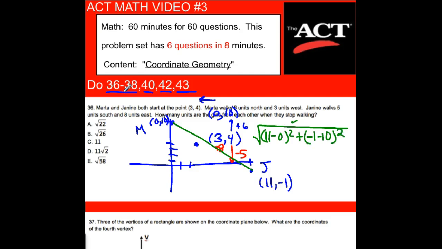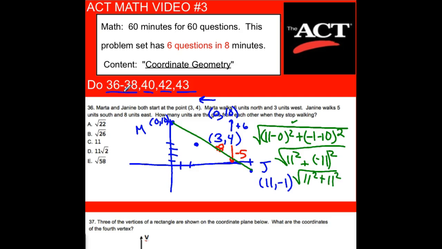But it's really just how far apart are the x's? They're 11 apart. How far apart are the y's? They are 11 apart. Again, you might go like that. Doesn't matter though, because 11 squared and -11 squared yield the same result. So I have the square root of 11 squared plus 11 squared.